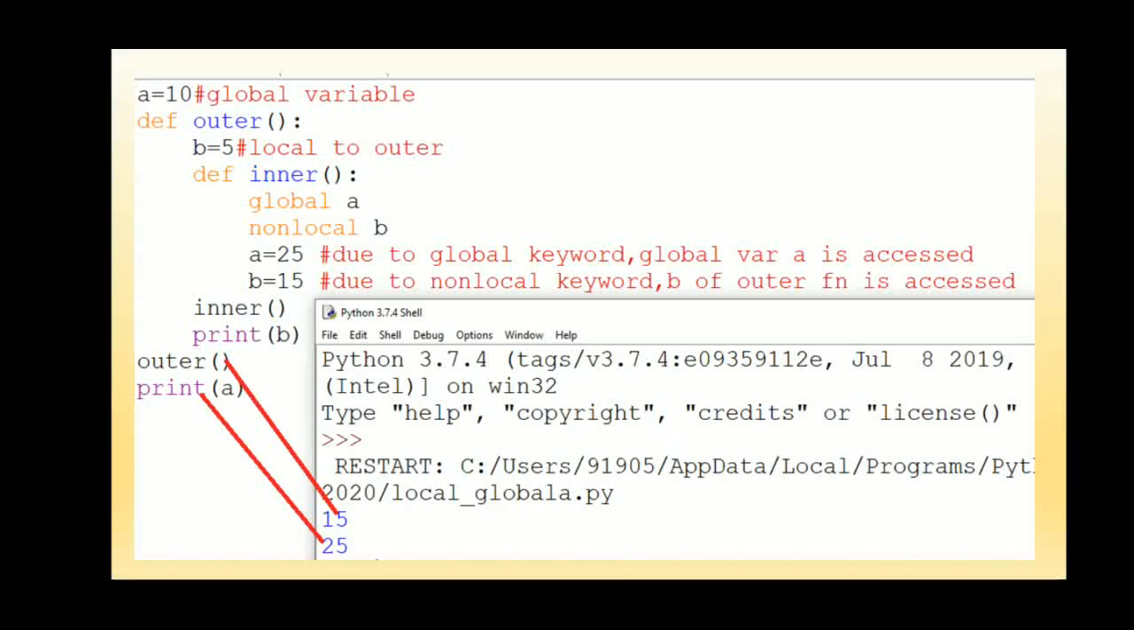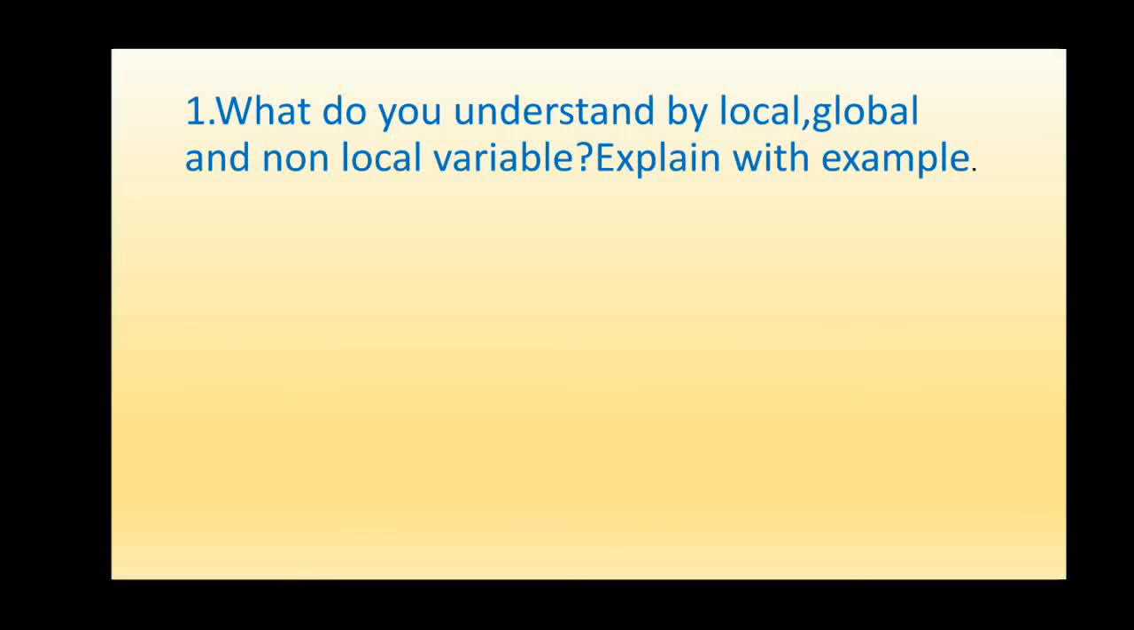Let's see the assignment section. That's the next one. What do you understand by global, local and non-local variable? Explain with example. This global, local and non-local variable is very important. Again I am telling, in the chapter function. So please, you have to write a program with global variable, local variable and non-local variable. Then you will properly understand it.